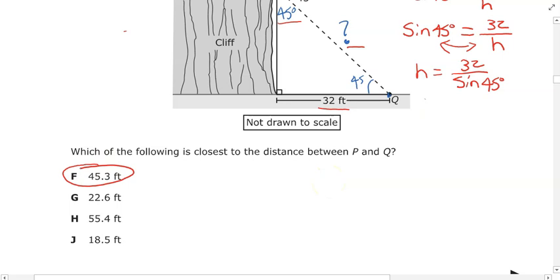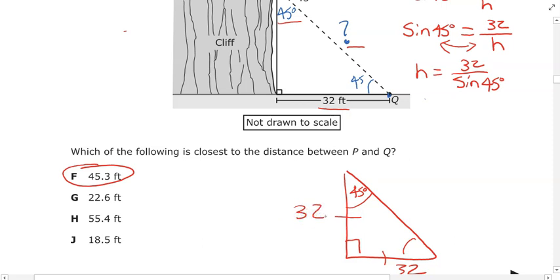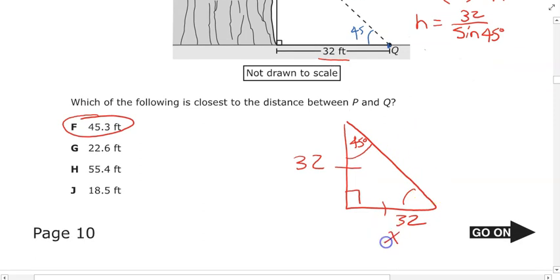Another way to do this one, using special right triangles, would be to... Given this is a 45 degree angle, this would be a 45, 45, 90 isosceles right triangle. If this is 32, we could do Pythagorean theorem, 32 squared plus 32 squared equals the hypotenuse squared. Or you could label your sides in terms of x. For these special right triangles, this would just be x square root of 2. So if you plug in 32 root 2, you'd also get this answer as well, 32 times the square root of 2.